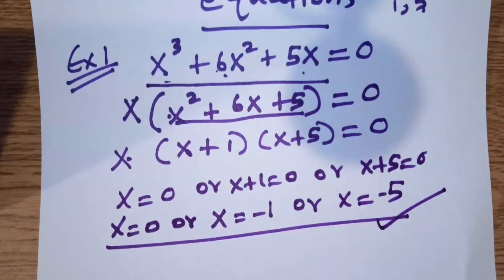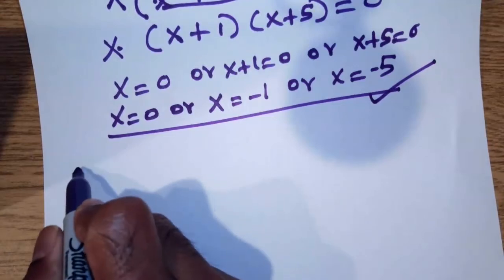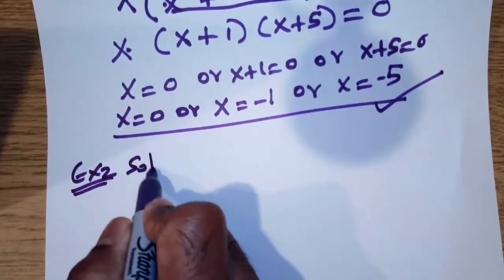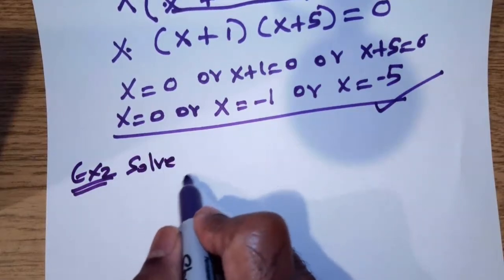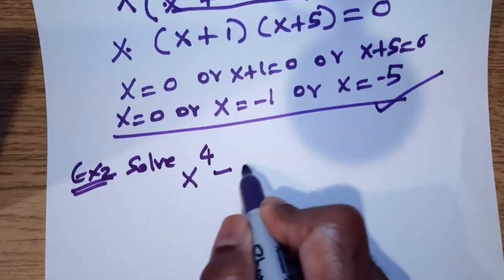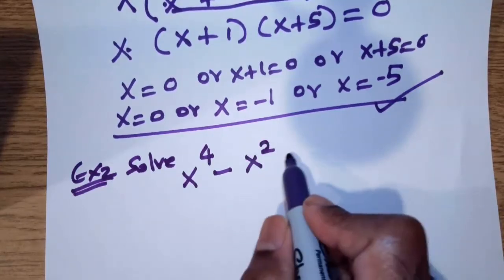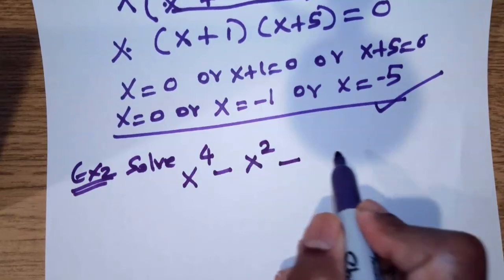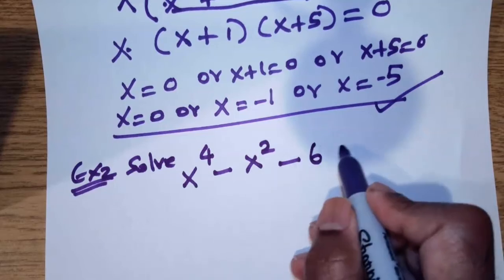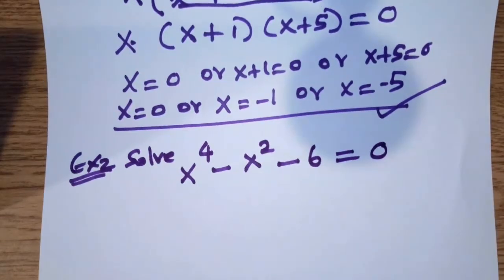Now we'll turn to a different type of equation. Here's another one, example 2. Suppose we have something like: solve x to the 4 minus x squared minus 6 equals 0.